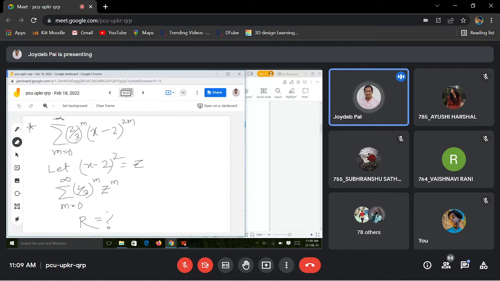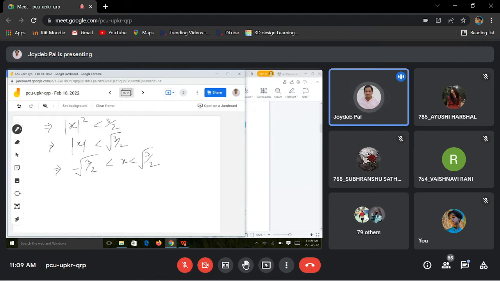What is the formula for R? Actually, you can use either formula 1 or formula 2. Here I am using formula 1. It is 1 by the limit as m tends to infinity of the mth root of a_m. Here a_m is what? a_m is (2 by 3) to the power m, right? So (2 by 3) to the power m, same thing.